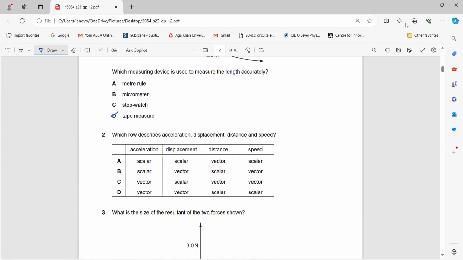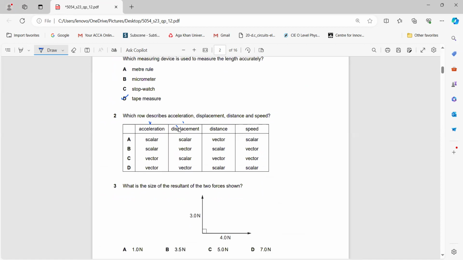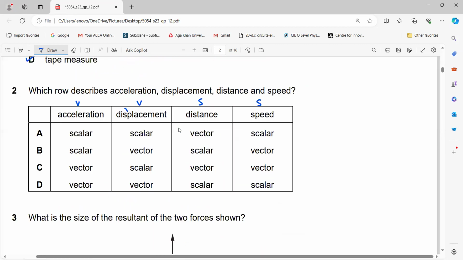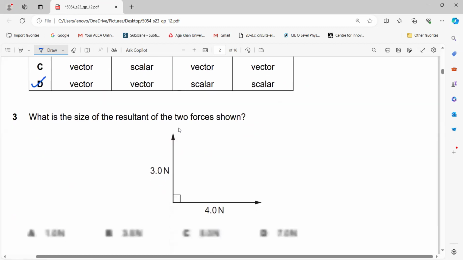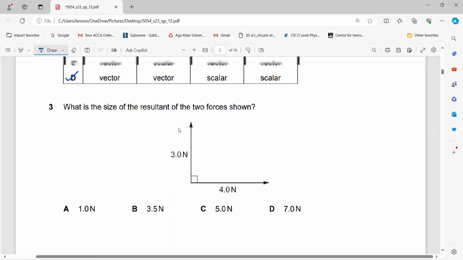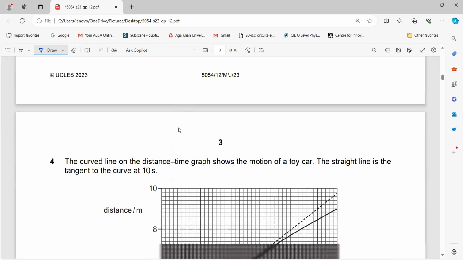Which row describes acceleration, displacement, distance, and speed? Acceleration I know for a fact is a vector. Displacement is a vector. Distance is scalar. Speed is scalar. So vector, vector, and scalar, scalar. So my answer is D. It says what is the size of the resultant forces shown? Now this is out of our course. This is the parallelogram law, and that is not in our course anymore.